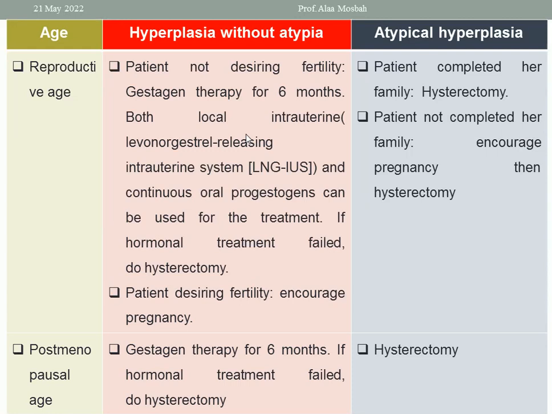What if a postmenopausal lady has atypical hyperplasia? The clear indication for management here, and the best method of treatment, is hysterectomy.